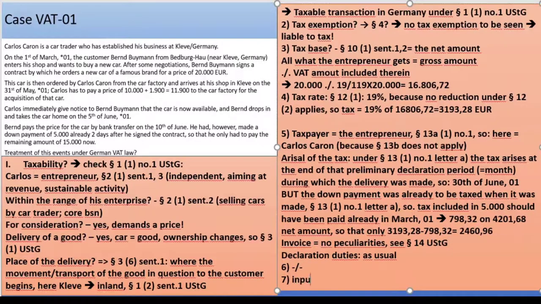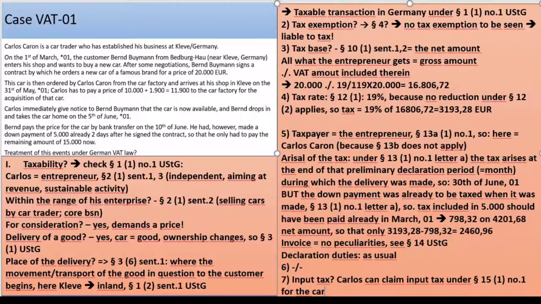And is there any input tax refund claim? Yes, Carlos can claim input tax under paragraph 15.1, number 1, for the car in the moment when he got the car. So in May 01, for the 1,900, which he paid as VAT for the car. That's plain and simple, and that's it. Case finished and solved.